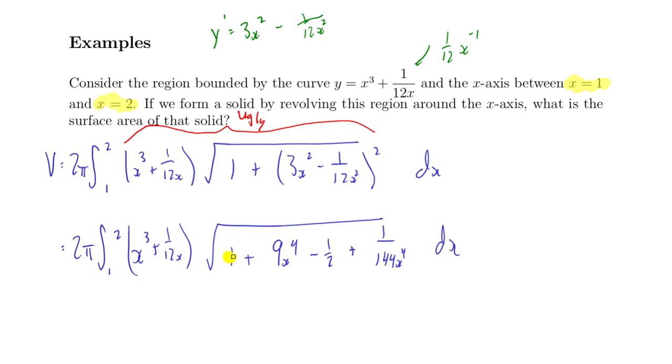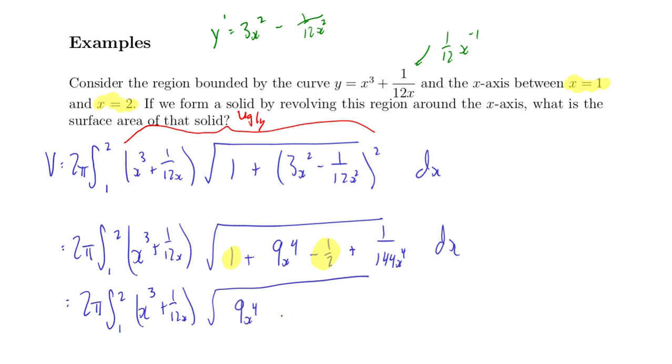And there's not much to do except this. I can combine these two terms. All right, whoopee. Let's do it. Integral from 1 to 2 multiplied by 2 pi. X cubed plus 1 over 12x. We've got this square root of 9x to the 4. We've got a 1 minus half, so this becomes plus half, plus 1 over 144 x to the 4.